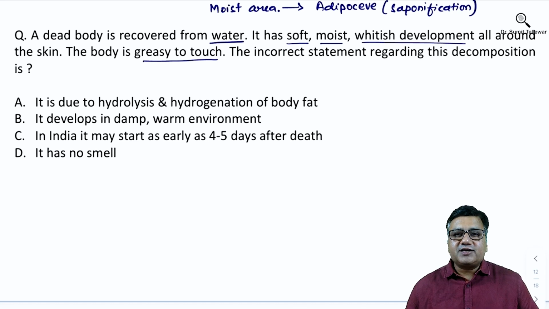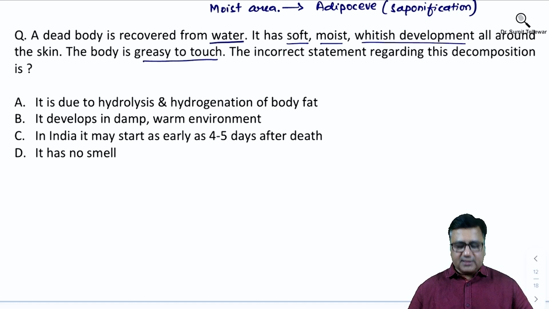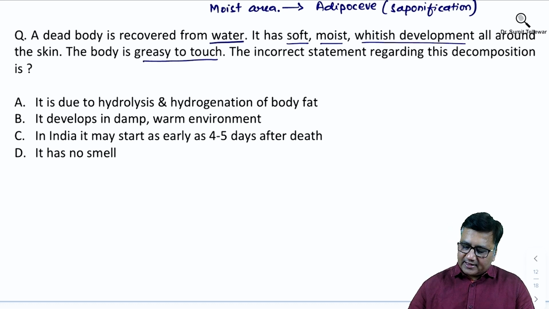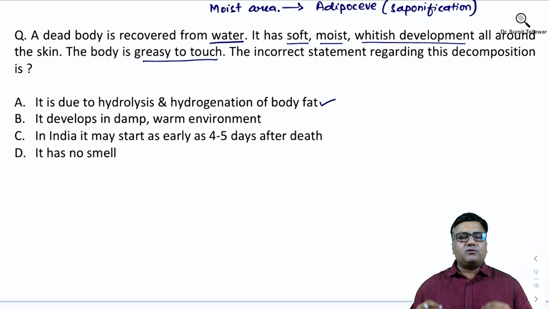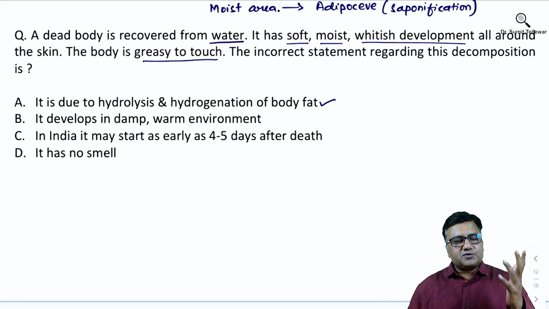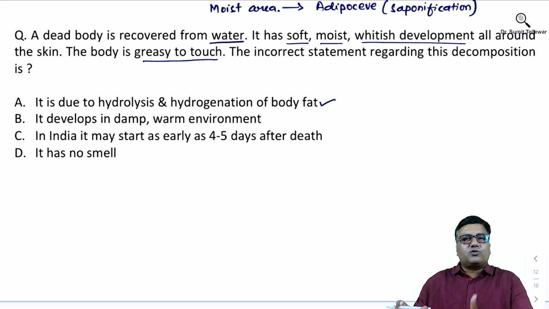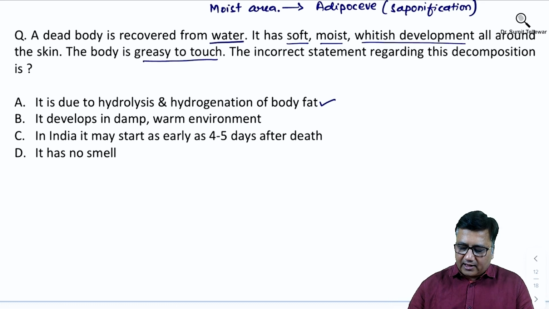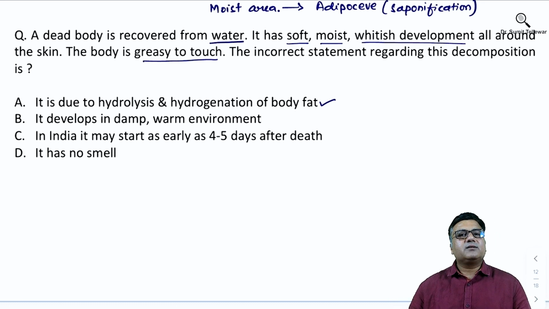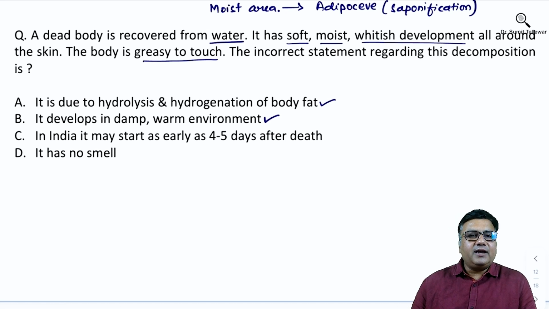The incorrect statement regarding this decomposition is, it is due to hydrolysis and hydrogenation of body fat. That's a correct statement. In adipocere, actually, the body fat breaks down into fatty acids, which are further combining with ammonium and chloride ions of the body to form soaps. Okay, that is why it is also called as saponification, right? It develops in damp, warm environment. Absolutely correct, right? Third is in India, it may start as early as 4 to 5 days after death.